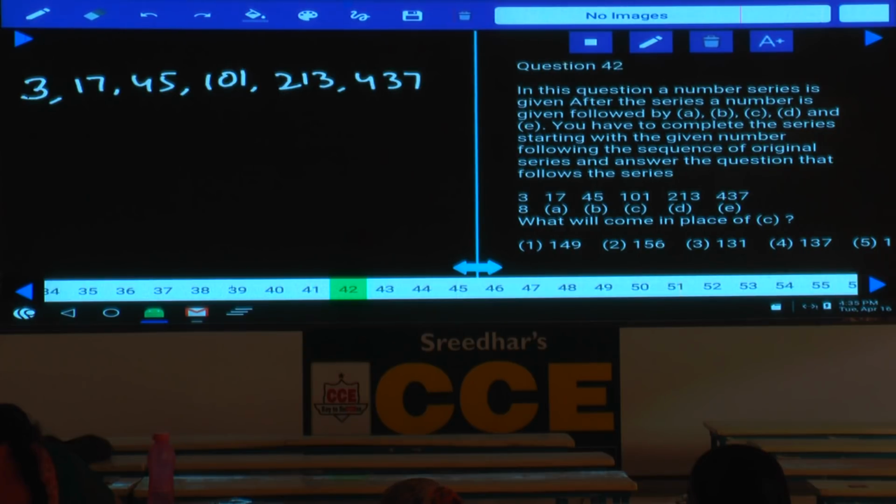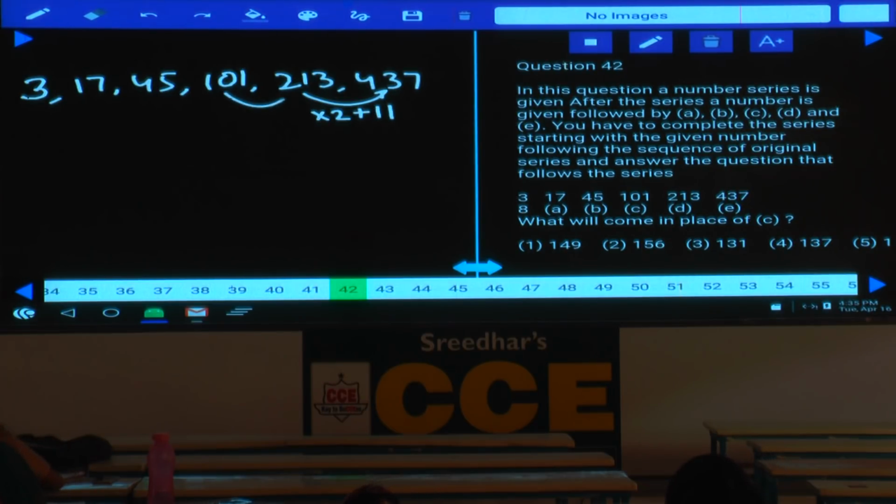And again, in the case of combination, we should always check at the highest pair, isn't it? Rather than checking 3 and 17, we need to check the highest pair. That's what we had discussed earlier. Whenever it comes under combination, we need to check the highest pair, because at the highest pair we will have only one logic. Then 213 and 437. How can you express this one? 213 into 2 is 426. 426 plus 11 is 437, so into 2 plus 11.